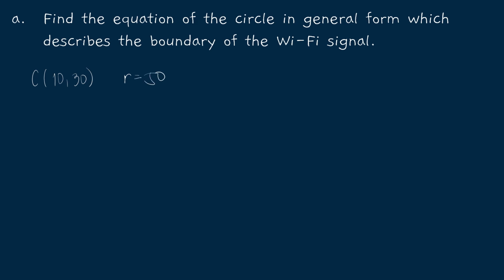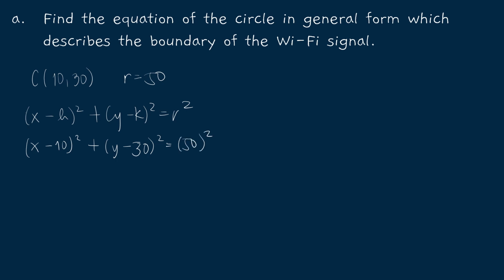We can identify the equation of the router by putting it inside the standard format. So again, your h is 10. So it will become (x - 10)² + (y - 30)² = 50². Simplifying the given standard equation will become (x - 10)² + (y - 30)² = 2,500.